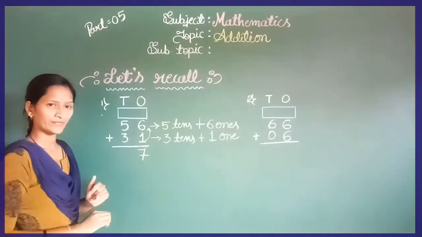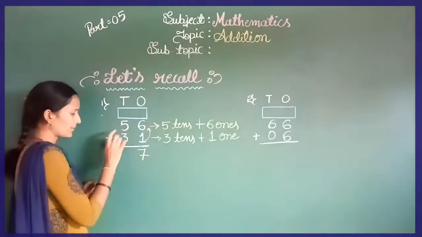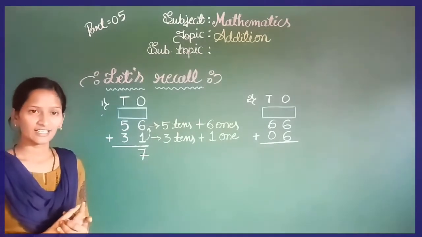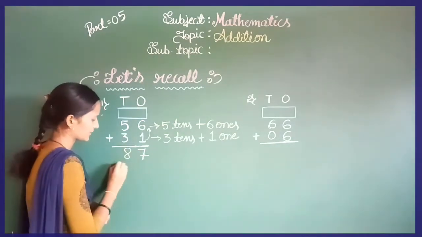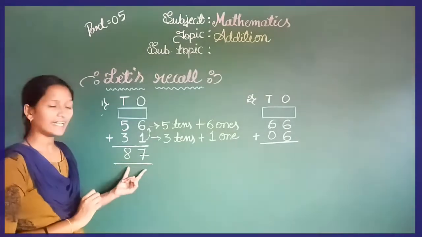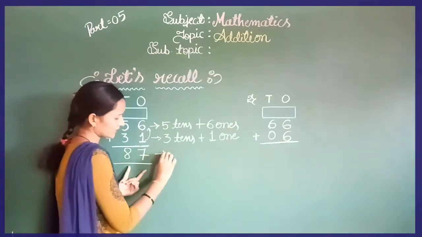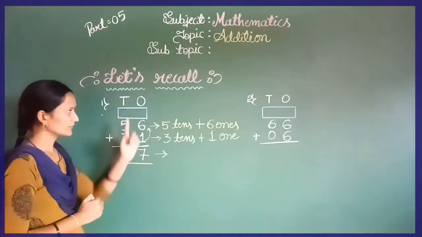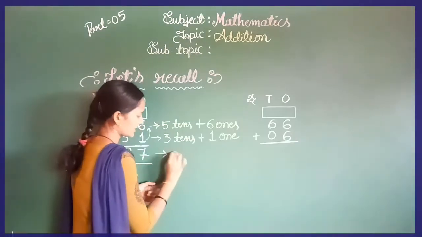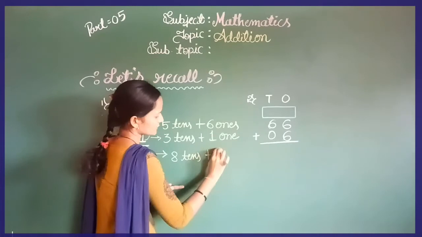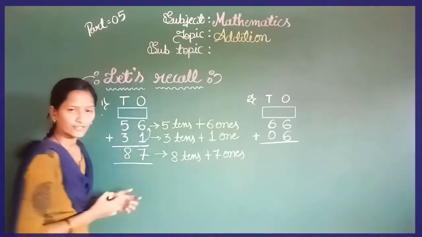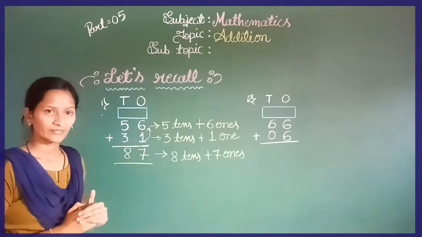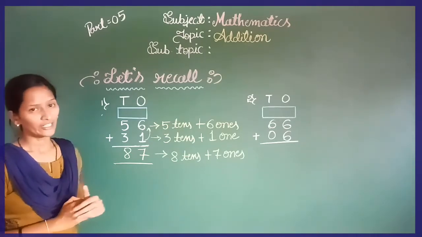Right here, 7. Now come to the tens column. 5 plus 3 or 3 plus 5. How much? It is 8. So right here, 8. What is our sum? That is 87. Yes, friends, in the number 87, how many tens are there? 8 tens, 7 ones, right? So write here 8 tens plus 7 ones, right? This is how to solve a two-digit addition without regrouping.